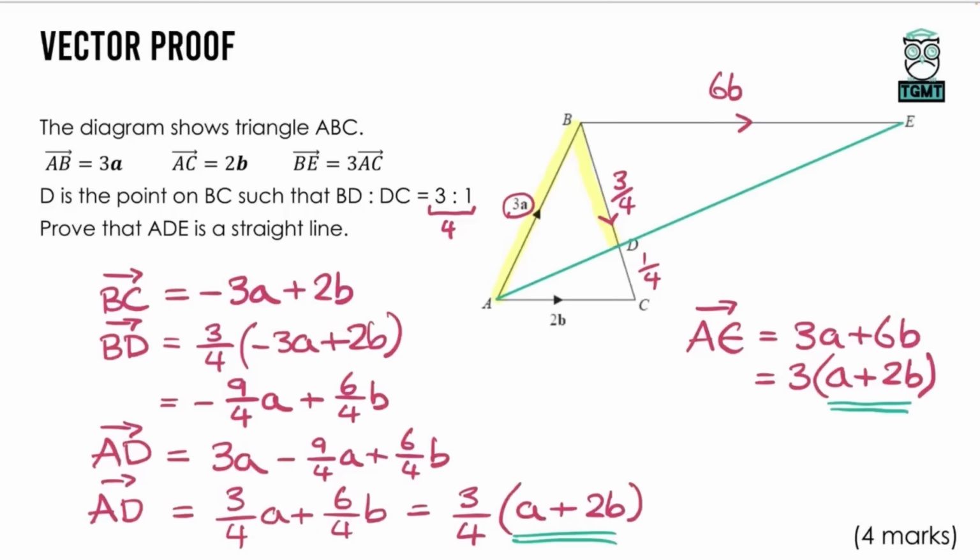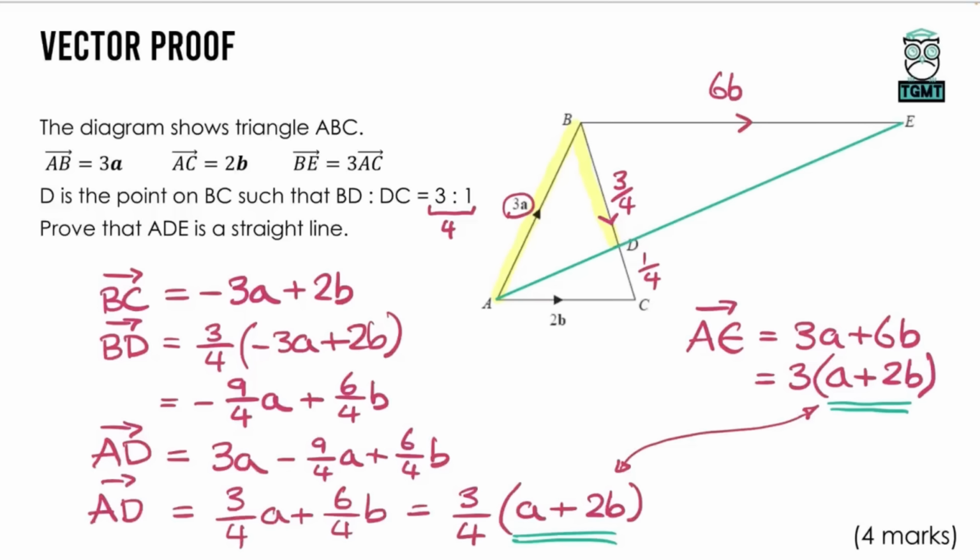We could write something like that, sort of linking these up and saying that they share a common multiple, or they share the same direction, and they share point D, so therefore they must be parallel, and therefore must be the same straight line.